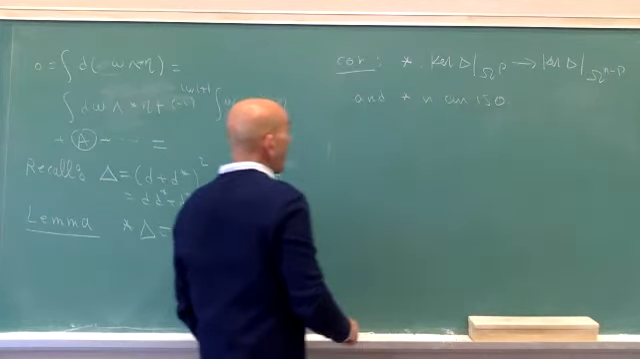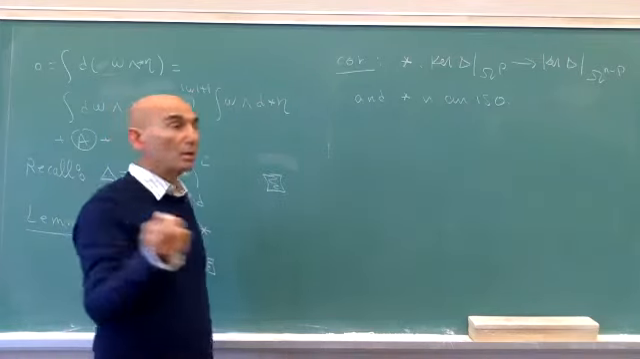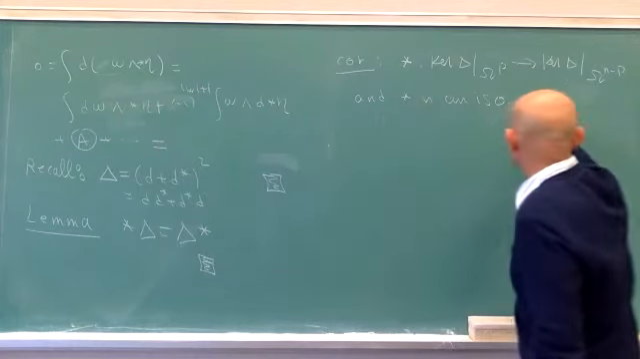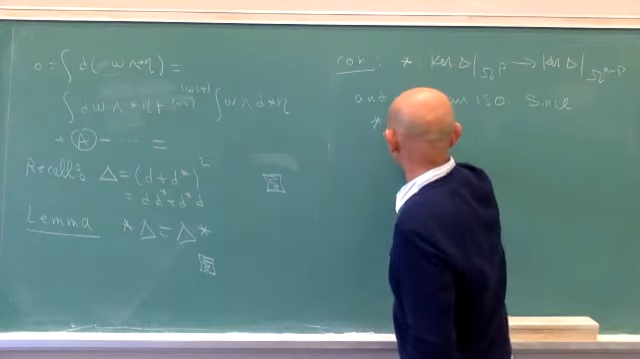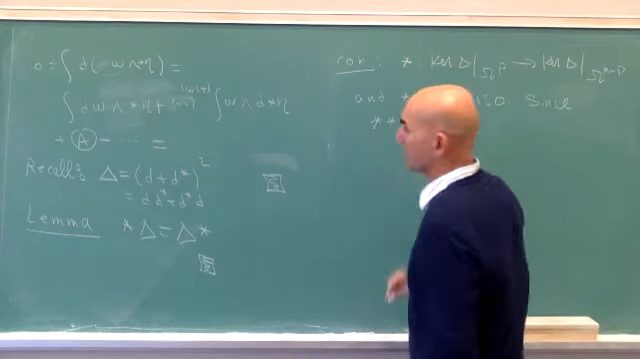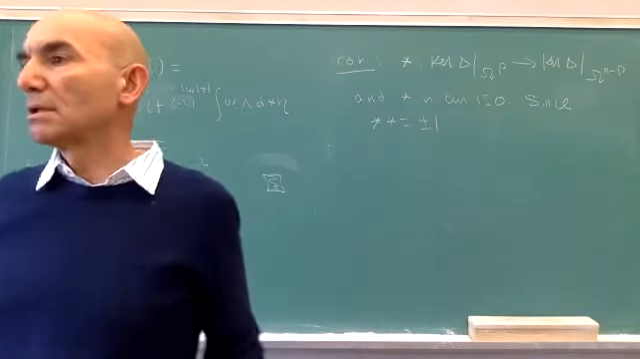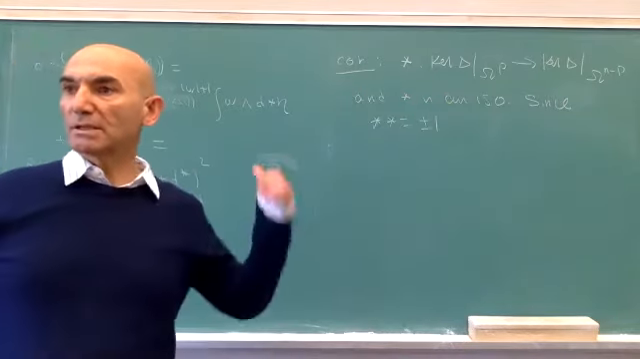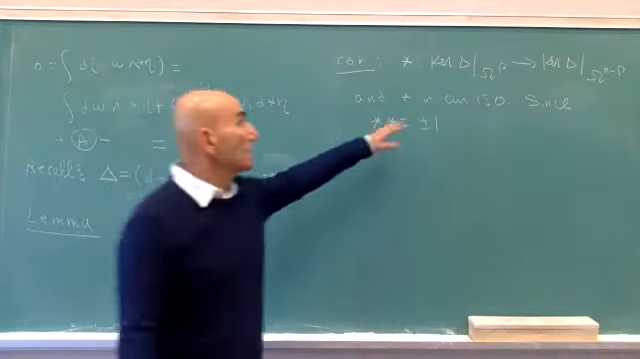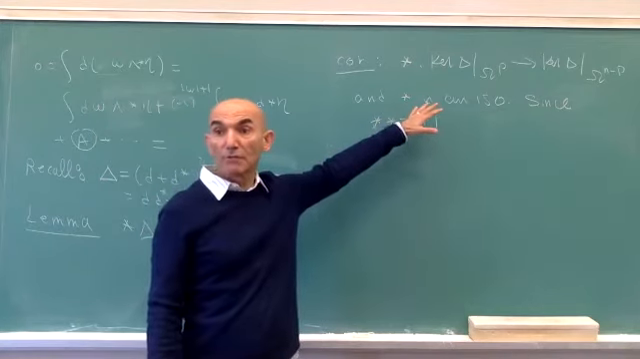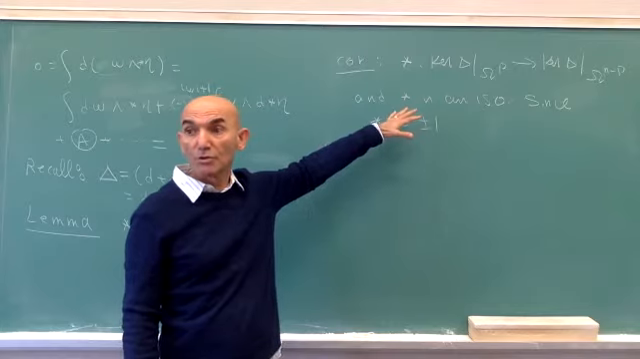Why is it an isomorphism? Because we know that star squared is equal to plus or minus 1, so it's invertible no matter what. Hodge theory tells us that this kernel is isomorphic to the space of de Rham p-cohomology groups.